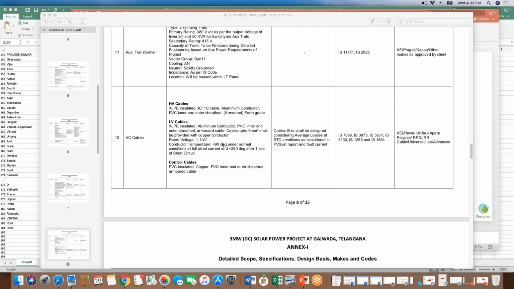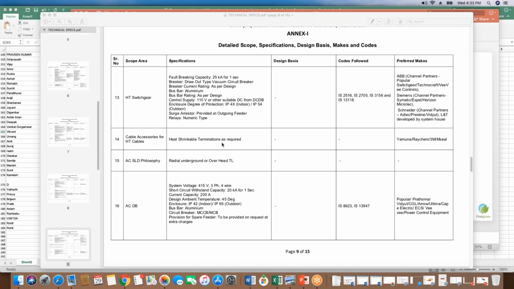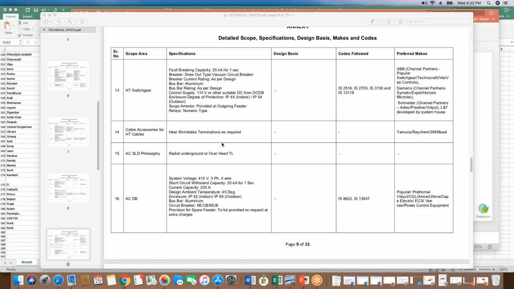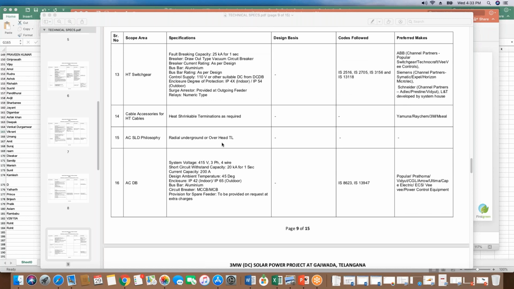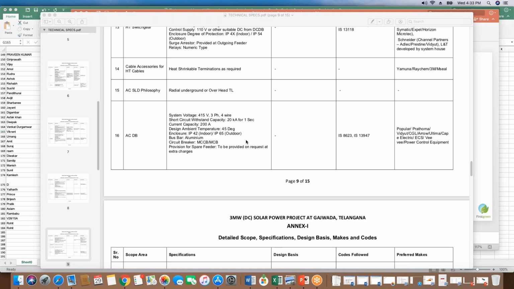So how much are the voltage drop conditions you are defining in your calculations. The HT switchgear is also an important aspect in your BOQ of the plant. So you have to define what type of indoor or outdoor VCB breakers you are considering. HT cables are also part of BOQ. Then you have got the AC SLD philosophy, so how the power will be taken up to the substation. Here we are defining that it will be taken through an overhead transmission line. There is the option of taking it through an underground transmission line.